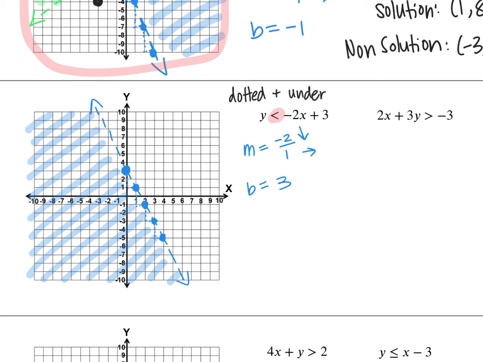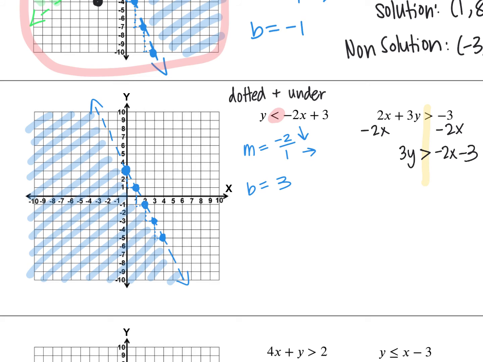All right. So this next one is 2x plus 3y is greater than negative 3. And it's not solved for y, so we're going to have to solve it for y. To do that, we want to move the x. So I want to subtract 2x from both sides. That leaves me with 3y is greater than negative 2x minus 3.